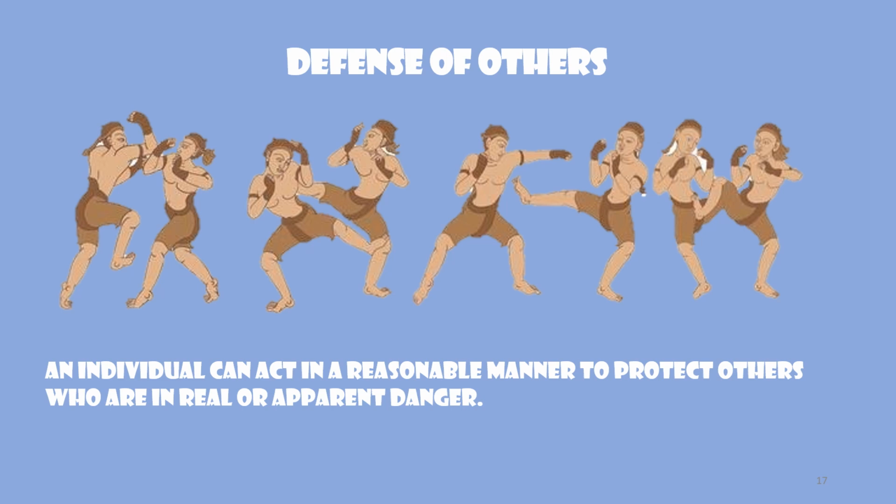Well, real danger is obvious. Somebody's actually being beat up or being hurt or being robbed or whatever. Apparent danger, right? If it appears to you reasonably that this person's in danger, defense of others would be a defense even if you made a mistake, right? You see two people who look like they're fighting, right?